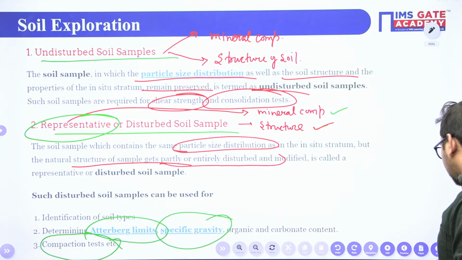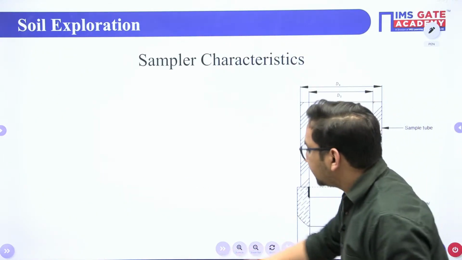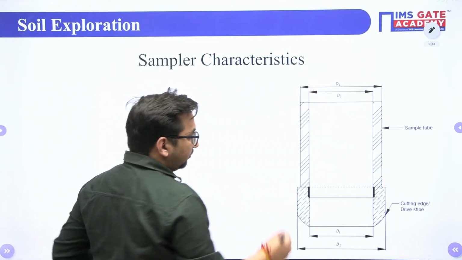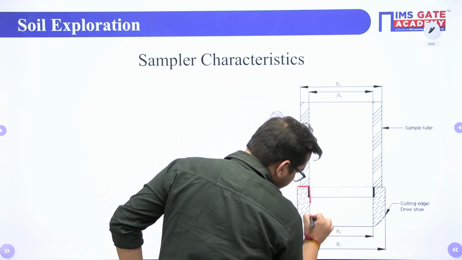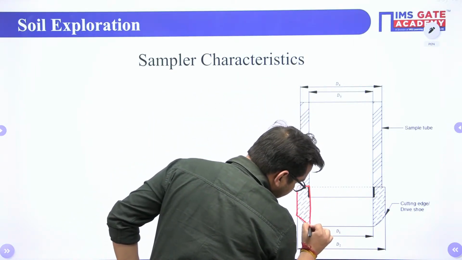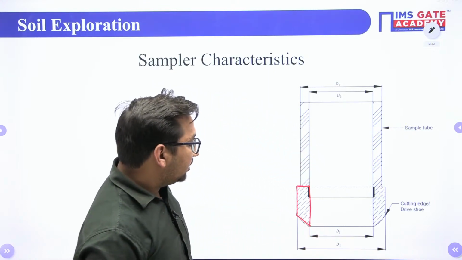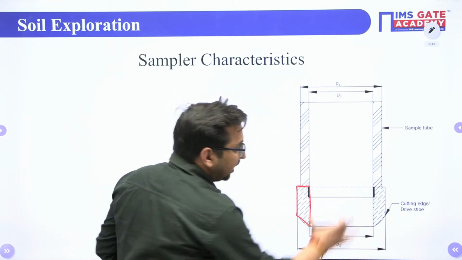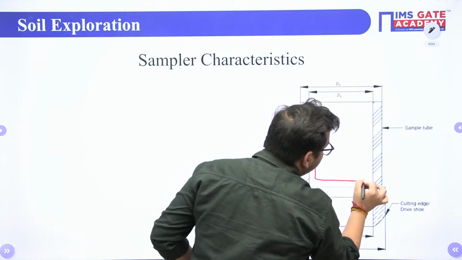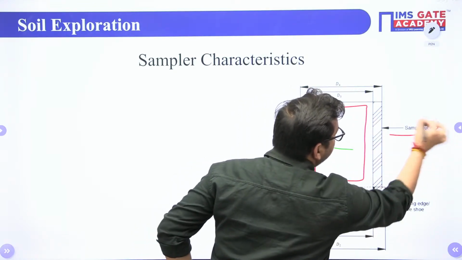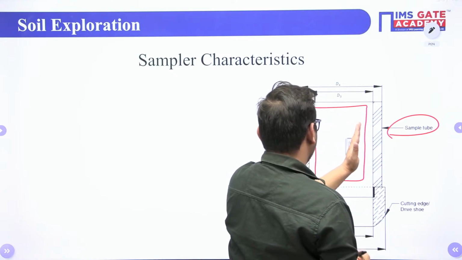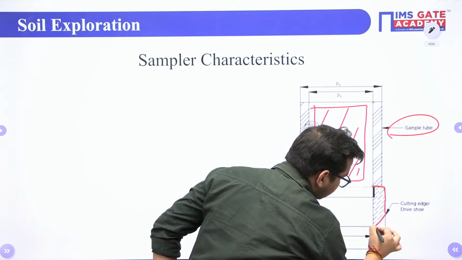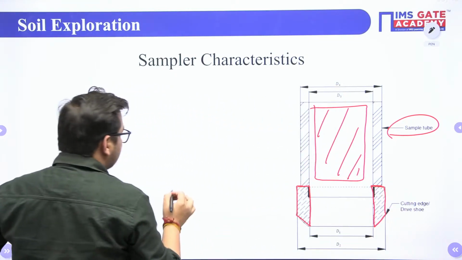Next important thing from which the examiner can ask you a question is the characteristics of the sampler. This is the sampler, which has one cutting edge. This is the side view of a sampler, right? You will just insert this cutting edge into the ground. This will cut a sample and you will get a sample in this particular tube. So this is your sample tube, and this is your cutting edge. Always remember this diagram like this.